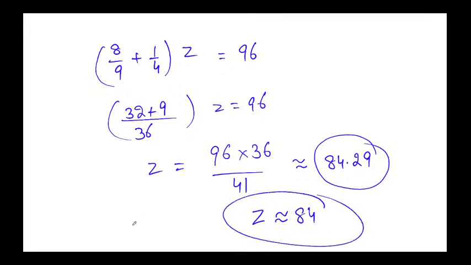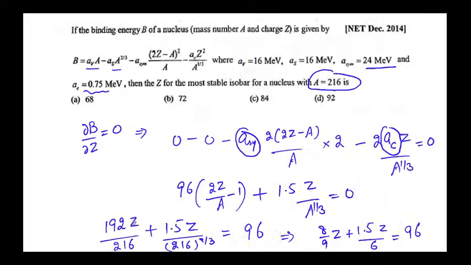So Z equal to 84 is the correct option. The nucleus with atomic number 84 will be the most stable isobar for mass number 216.